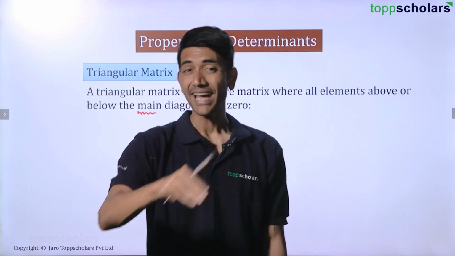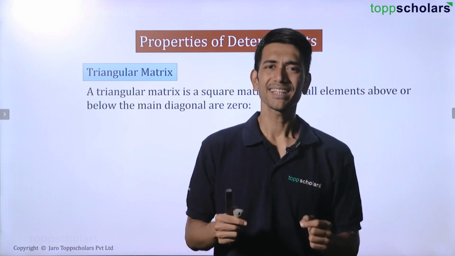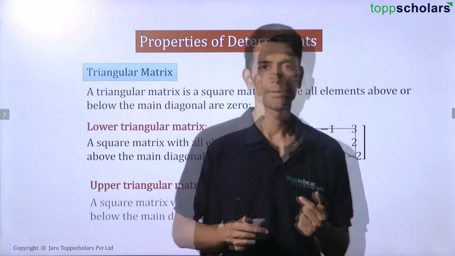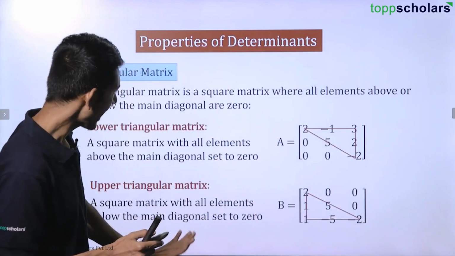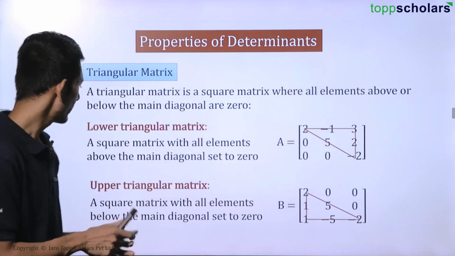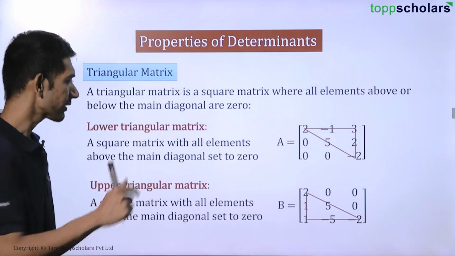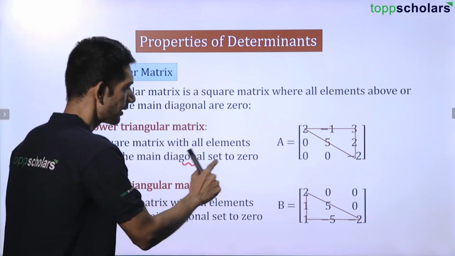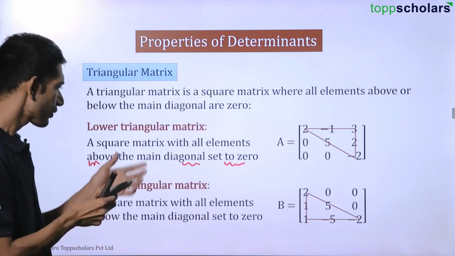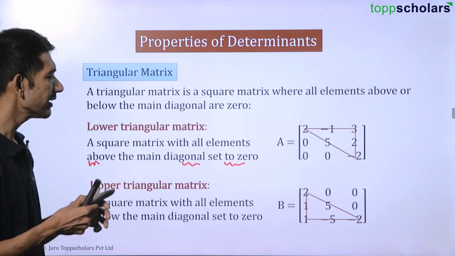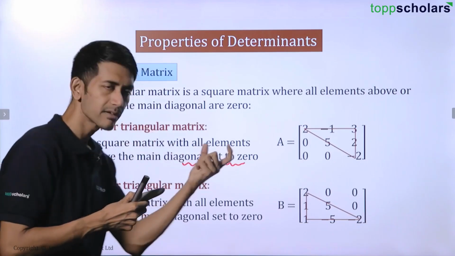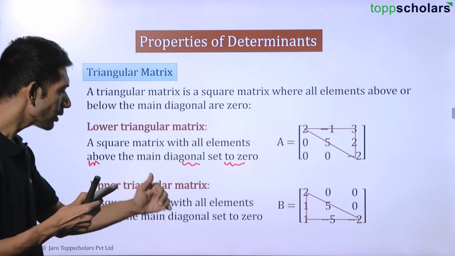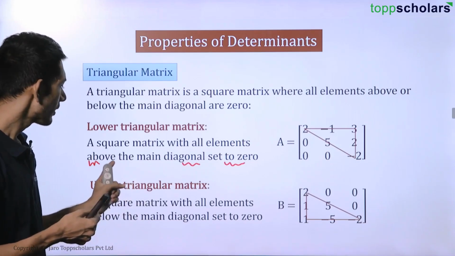So main diagonal is leading diagonal, okay? So basically there are two types, lower triangular matrix and upper triangular matrix. Let us try to understand both of them. Okay. So here we have the definition and the examples. Lower triangular matrix, a square matrix with all elements above the main diagonal are 0 is a lower triangular matrix, and a square matrix with all elements below the main diagonal are 0 is called upper triangular matrix.